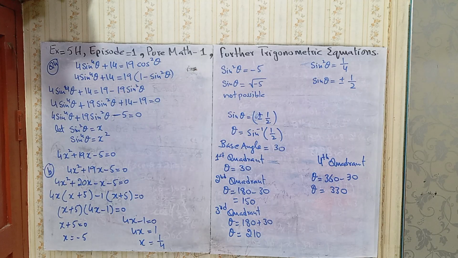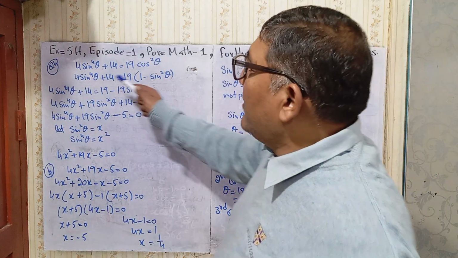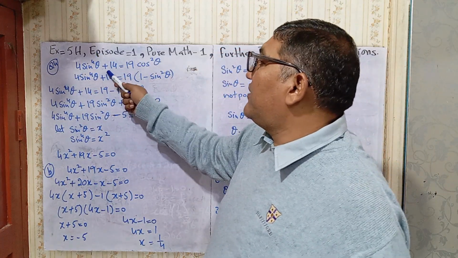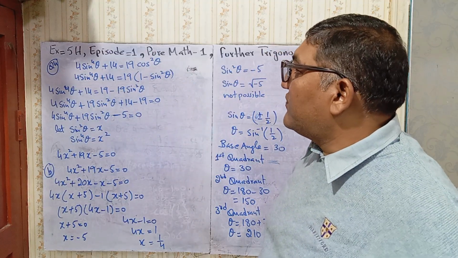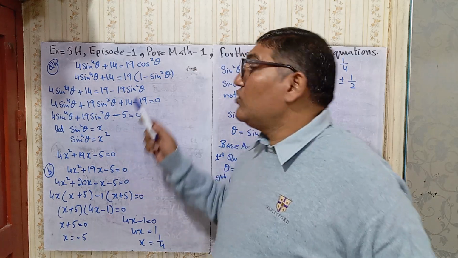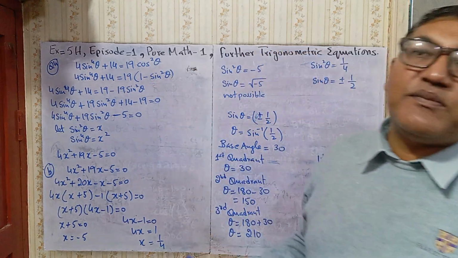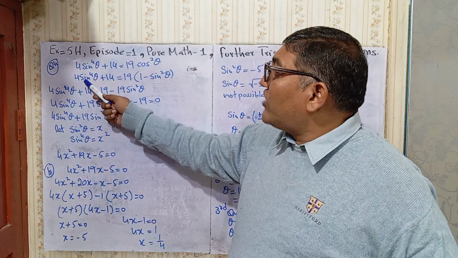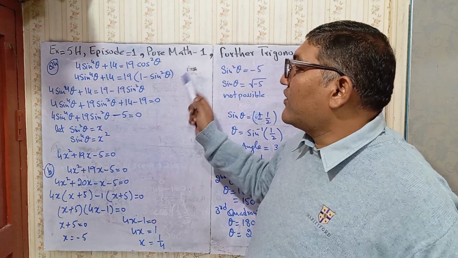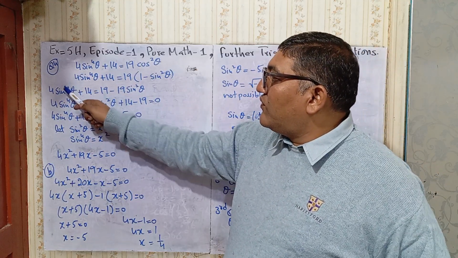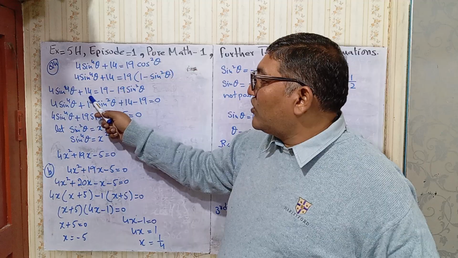So let me solve this. Because here we have 4 sine raised to power 4 theta plus 14 equals to 19 cos square theta. Because I want this to be in the terms of this sine square theta, so what I will do is cos square theta, I will substitute it with 1 minus sine square theta. So you will have 4 sine raised to power 4 theta plus 14 equals to 19 bracket 1 minus sine square theta bracket close. So this will become 4 sine raised to power 4 theta plus 14 equals to 19.